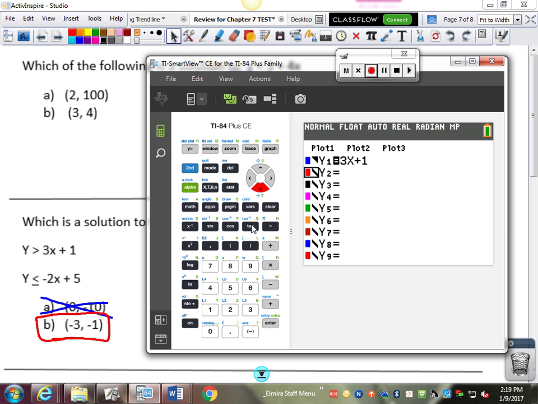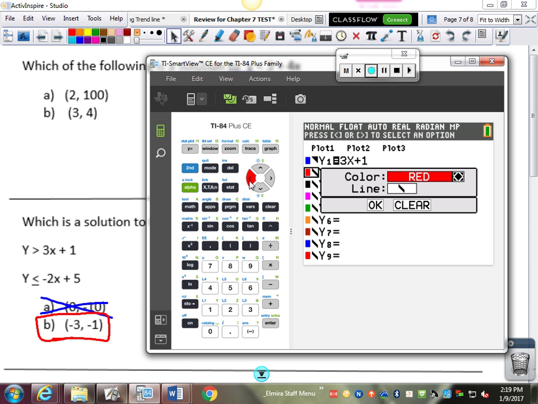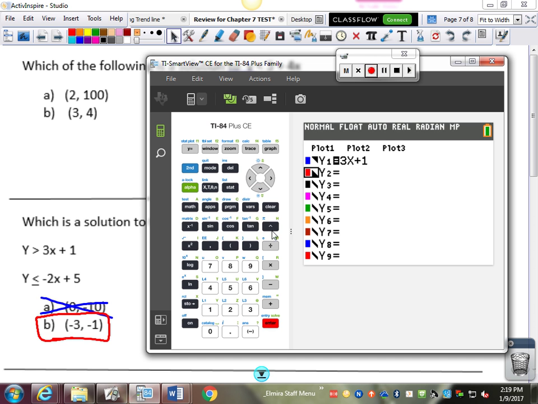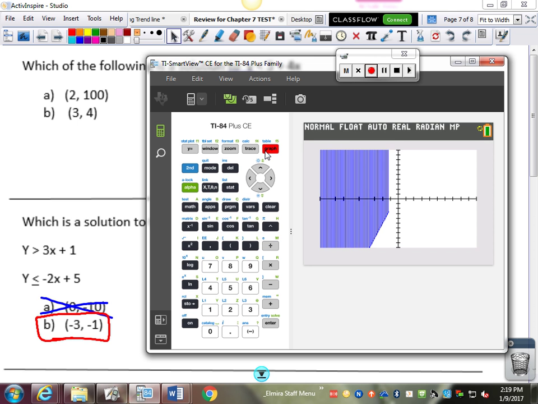Okay, this one is a less than. So I'll hit enter. An arrow. Whoops, I don't want to change the color. Okay, there's the less than, the triangle at the bottom. OK. And we've got negative 2x plus 5. And looking at the graph, our solution zone is over here on the left. And 0, negative 10 is not in that kind of dark red purpley zone where red and blue overlap and should make purple. I don't know how it looks on your screen. But negative 3, negative 1 looks to be in that zone.